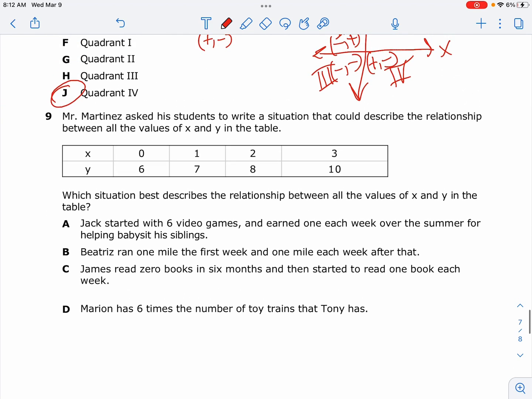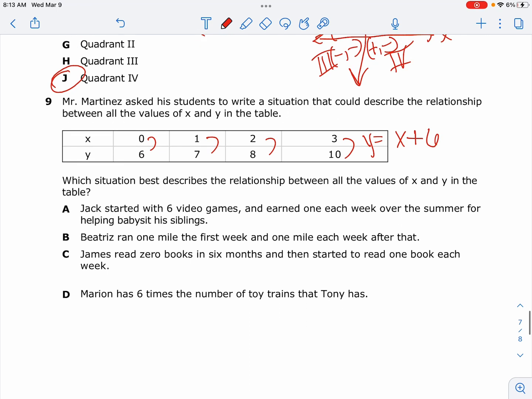Alright, number 9. Mr. Martinez asked his students to write a situation that could best describe the relationship between all the values of x and y in the table. Which situation best describes the relationship between all values of x and y in the table? Okay, so here we go. So what is our relationship here? So I'm going from 0 to 6, 1 to 7, 2 to 8, 3 to 10. Okay, it is an additive. So it needs to say y equals x plus 6.